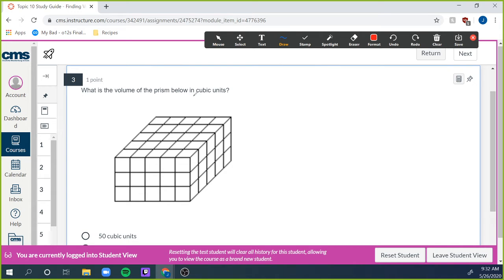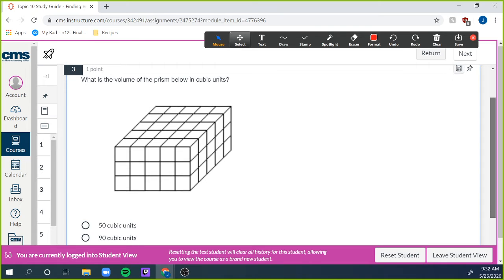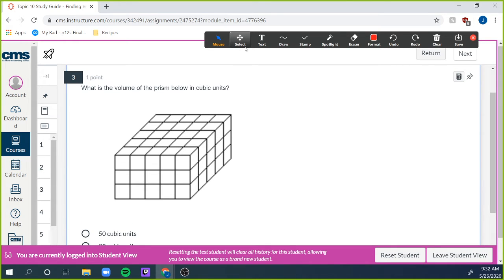What is the volume of the prism below in cubic units? Now you could do this two ways. You can count the number of cubes, or you can just figure out what you have to multiply. I'm going to go ahead and count for the first one. I see here that I have 1, 2, 3, 4, 5, 6, 7, 8, 9, 10, 11, 12, 13, 14, 15, 16, 17, 18, 19, 20, 21, 22, 23, 24, 25. We have 25 cubes in that top row.